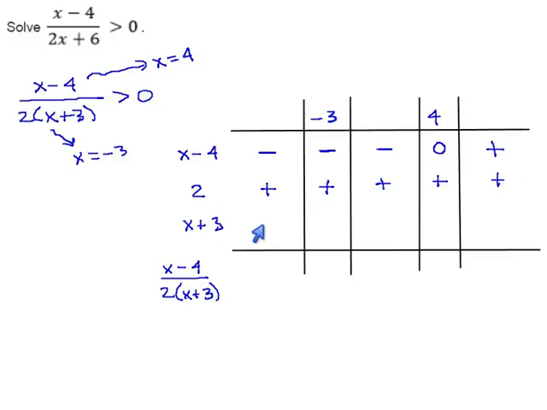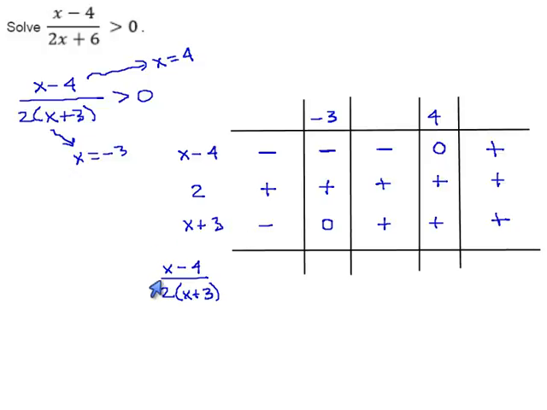For the x + 3, let's see, if x is lower than -3, so if it's -5 or something, we get -5 + 3 comes out negative. If we're exactly on -3, we get -3 + 3 is 0. If we have, like, 0 + 3, positive. 4 + 3, positive. Bigger than 4 plus 3, definitely positive. Okay, so there's all our pieces.